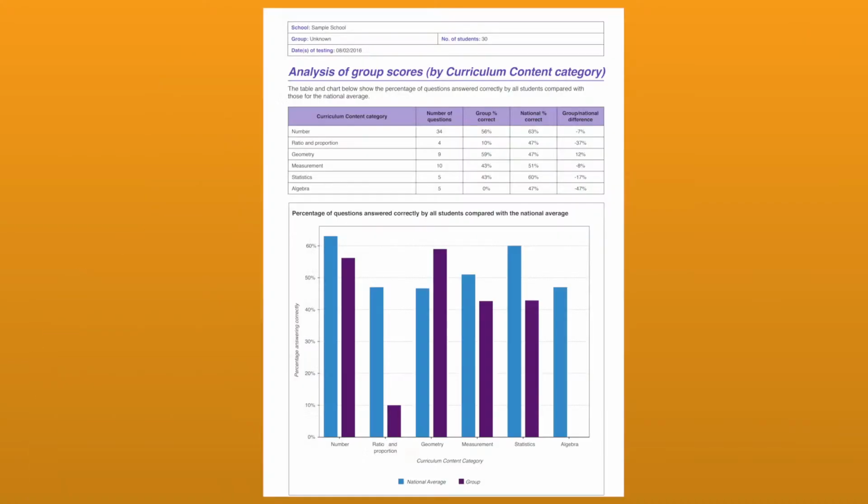In this module, we'll look specifically at data focused upon curriculum content from the group report for teachers. We'll also look at more detailed data focused on students from the individual student report for teachers and also from the report for parents. This page shows one of the additional areas of analysis, the process category.